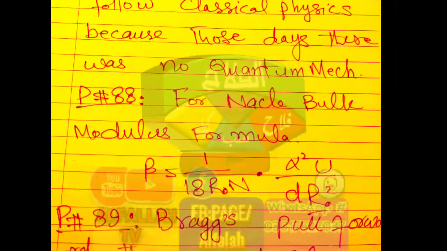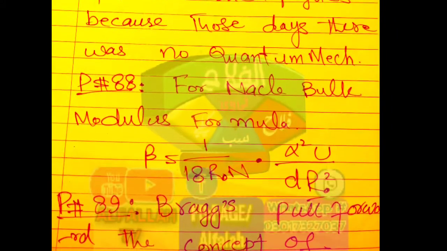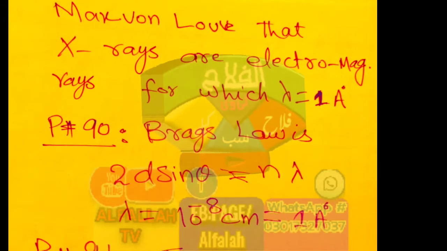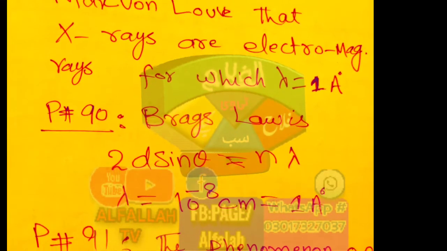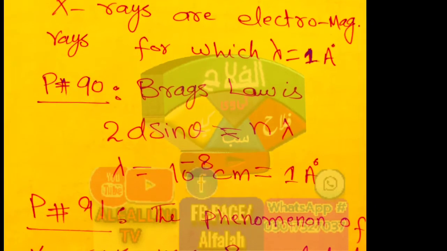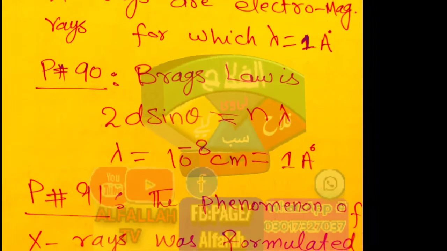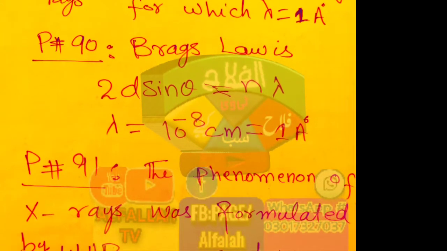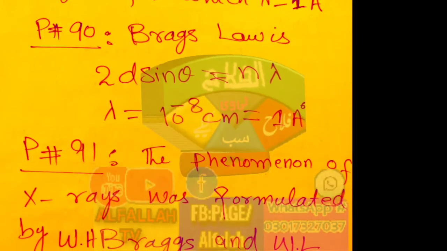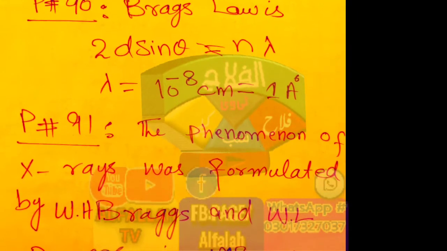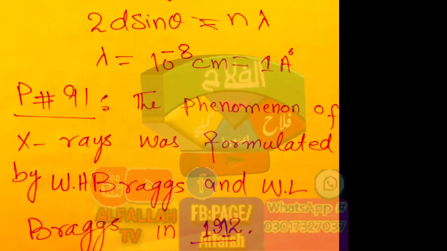Point number 89, Bragg put forward the concept of Max von Laue that X-rays are electromagnetic rays for which lambda is equal to 1 angstrom. Point number 90, Bragg's law is 2d sin theta is equal to n lambda, where lambda is equal to 10 power minus 8 centimeter, that is equal to 1 angstrom. Point number 91, the phenomenon of X-rays was formulated by W. H. Bragg and W. L. Bragg in 1912.